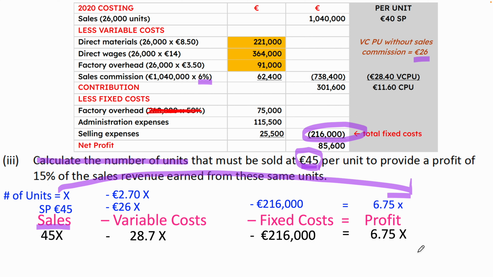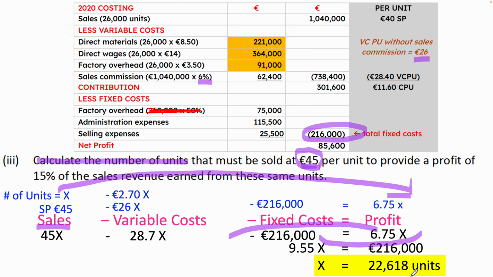So what we're going to do, we're going to get all the X's over to one side and the euros over to the other side. So we'll have 45X minus 28.7X minus 6.75X, and then we'll bring the 216,000 over, and that will make that a positive. So we're going to work out that 9.55X is equal to 216,000. And then the number of units, when you work that out, is 22,618 units. Okay, so 22,618 units, and that is part 3 complete.